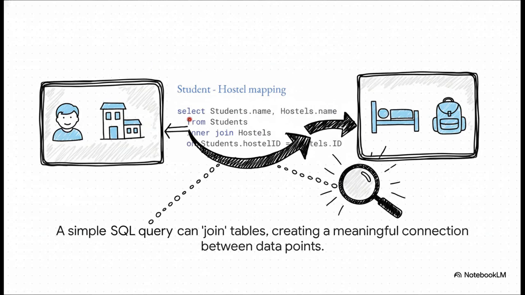So, how do you put them together when you need to? With a special language called SQL. With just one simple command, you can tell the database to join these two tables using that ID they share. And just like that, you get a complete, meaningful list connecting every student to their hostel. This is the fundamental magic that lets web apps handle massive amounts of data.